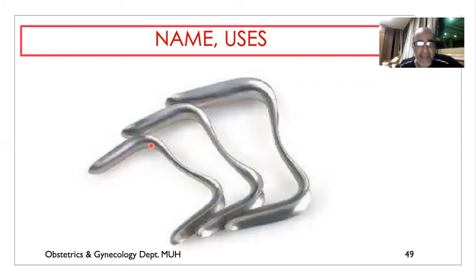What are these instruments? These instruments are of different types: the double-ended Sims speculum. Sims speculum is used in a certain position, which is the Sims position, a left lateral position. The examiner stands behind the patient and inserts this plate into the vagina from behind, and traction is exerted over the handle, so the air is allowed to enter the vagina, and the anterior vaginal wall is clearly visualized.